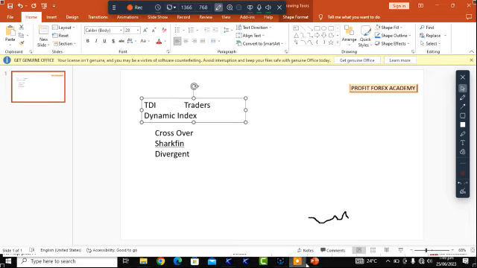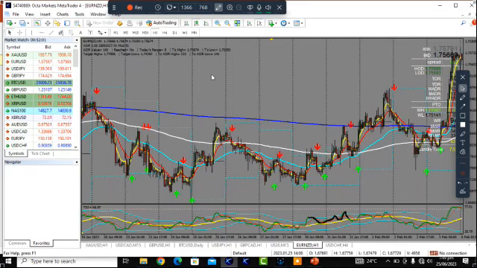Now shark fin, just like the shark that used to pop out from the water when it is swimming, and then you see the fin outside the water. That is the same thing we are talking about in this shark fin or TDI shark fin, where the signal line pops out from the Bollinger Band.